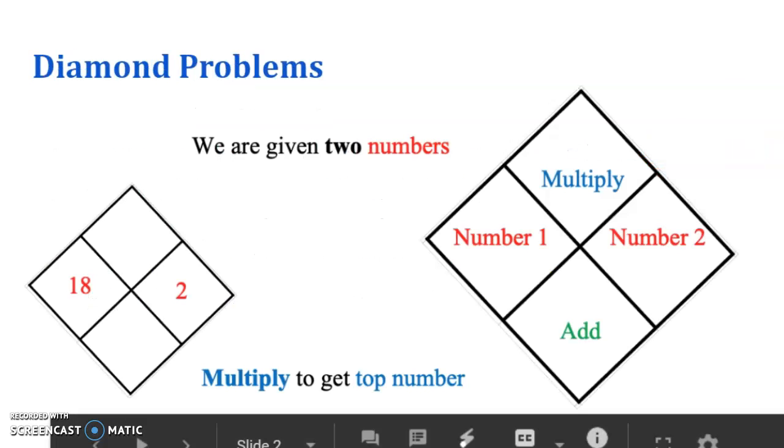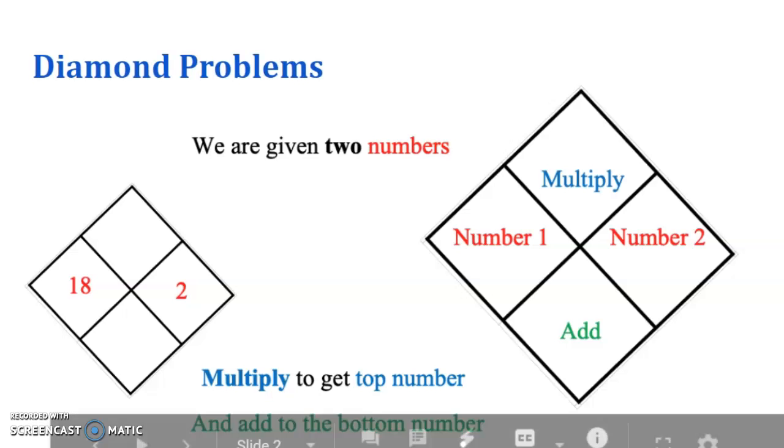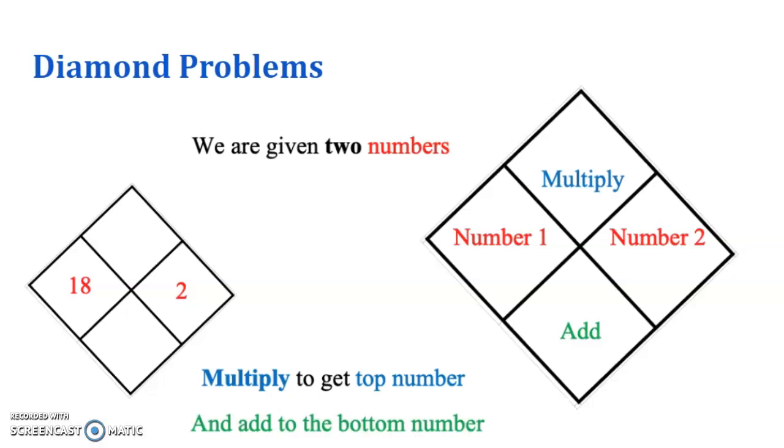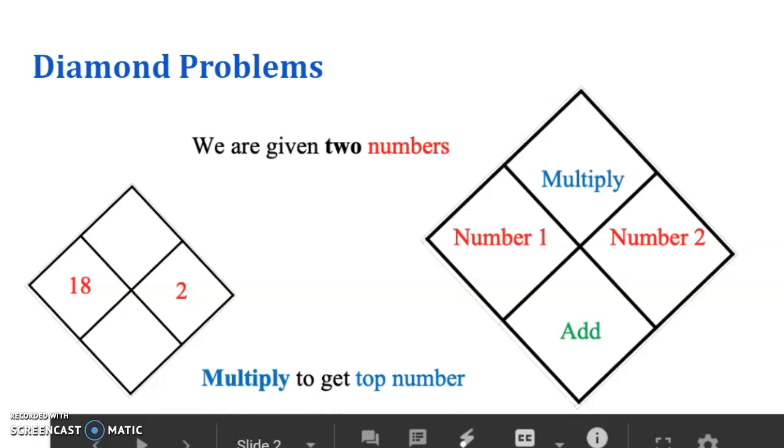We did a very short mini lesson on diamond problems. Many of you have seen this kind of problem before, but just to refresh your memory, here it's like a puzzle. You're given two numbers, number 1 and number 2. The top number is always the multiplication of number 1 and number 2, and the bottom number is the sum of number 1 and number 2. So multiply to get the top number and add to get the bottom number.